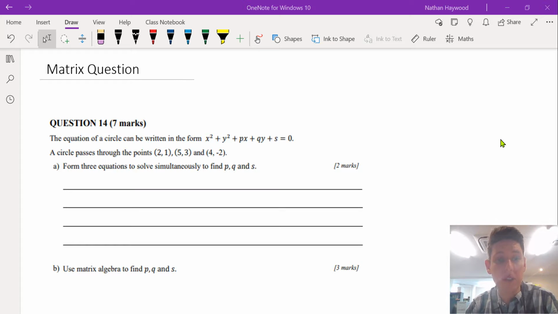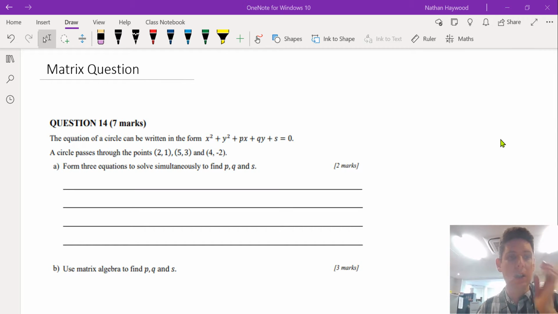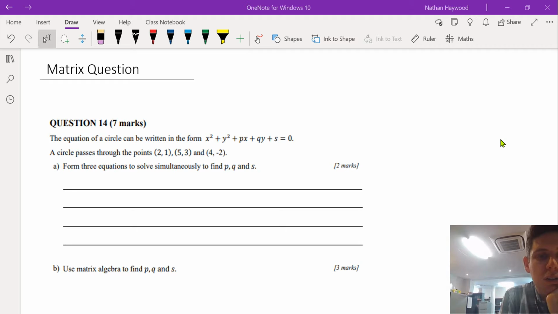Hello, I'm going to do a specialist maths question. This is a question asking us to find three equations using the information given. So it's got 3 points. So simply subbing in those points will give you the three equations.